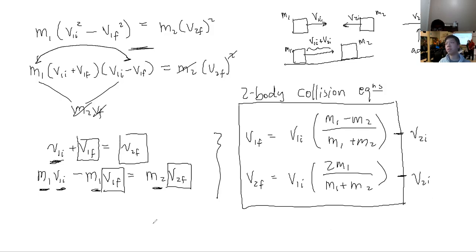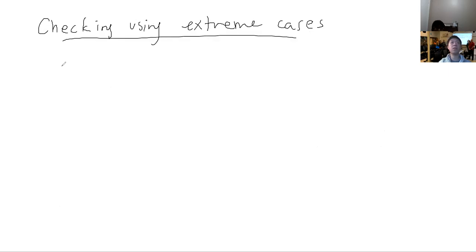Yeah, but this is just a bunch of algebra, right? But then we have to make sure that it makes sense conceptually, which is actually a good point. We have to check our work, right? We have to know that these equations are actually the correct thing. So what I'm going to do is something called checking limiting cases, which is something you should do after solving every physics problem and deriving some formula. Checking using extreme cases.